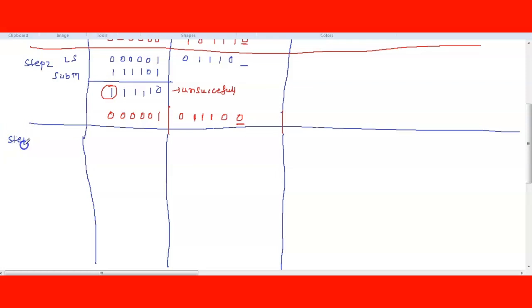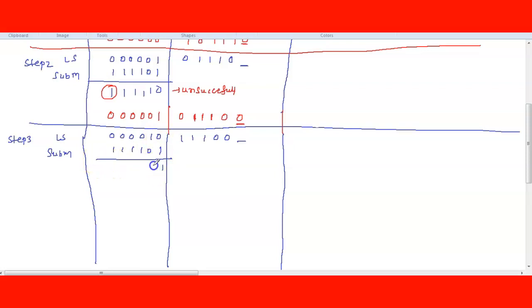Step 3, left shift. So you can write 0 0 0 0 1 0, and this one is 1 1 1 0 0, and this bit is subtract m, which means 1 1 1 1 0 1.